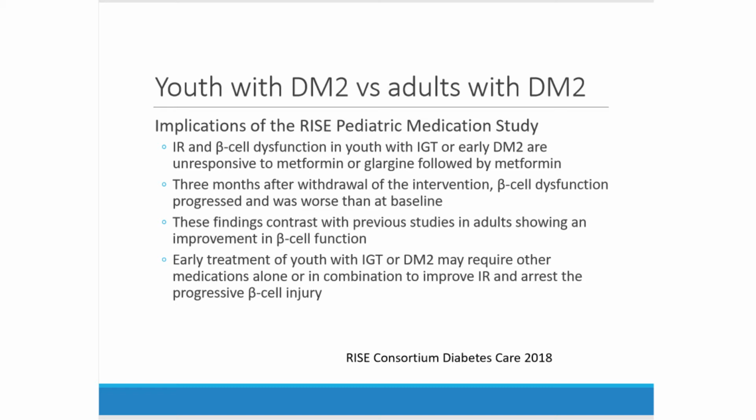So again, when you have type 2 diabetes in these kids, it is very different than type 2 diabetes in an adult. We have to have very early treatment of these youth, and quite often you need 1, 2, 3 medications plus insulin to control them. Again, it's a very different population.